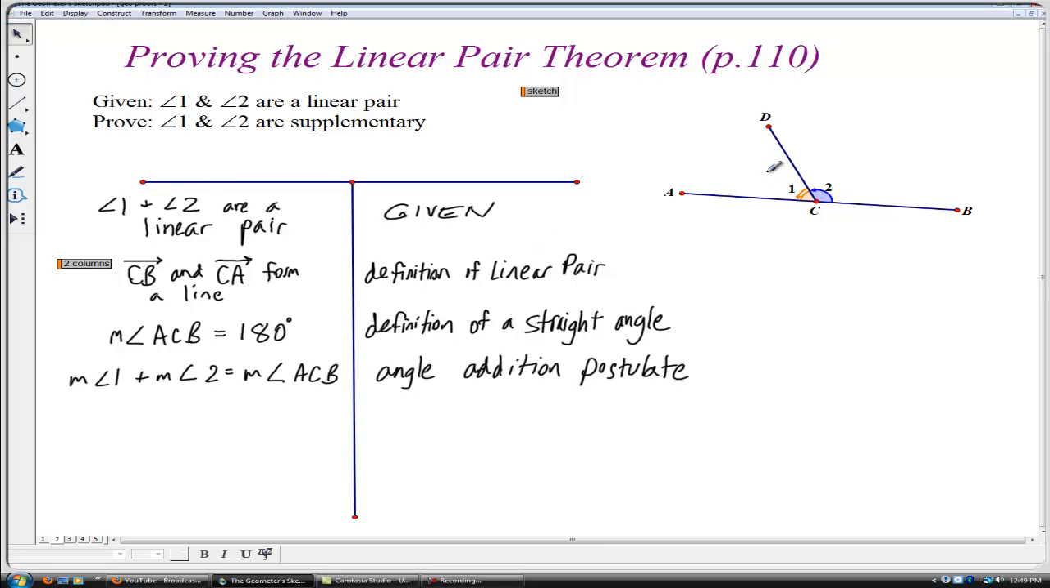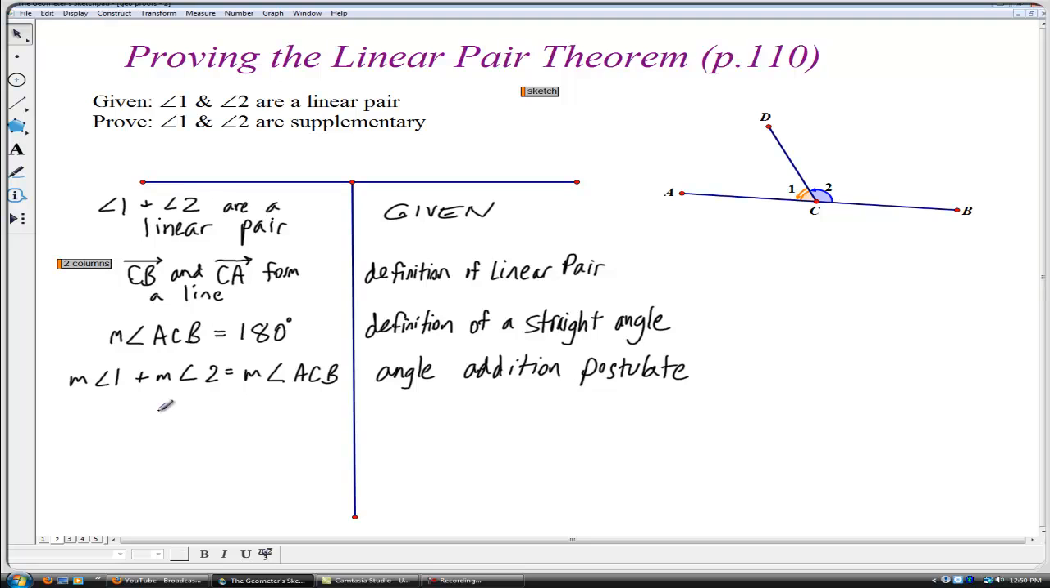Next, I'm using a postulate, the angle addition postulate, telling me that angle 1 plus angle 2 equals this straight angle. Measure of angle 1 plus measure of angle 2 equals the measure of angle ACB. That's the angle addition postulate. Remember, in our justifications column, we can use given information, definitions, postulates, properties, or previously proven theorems.